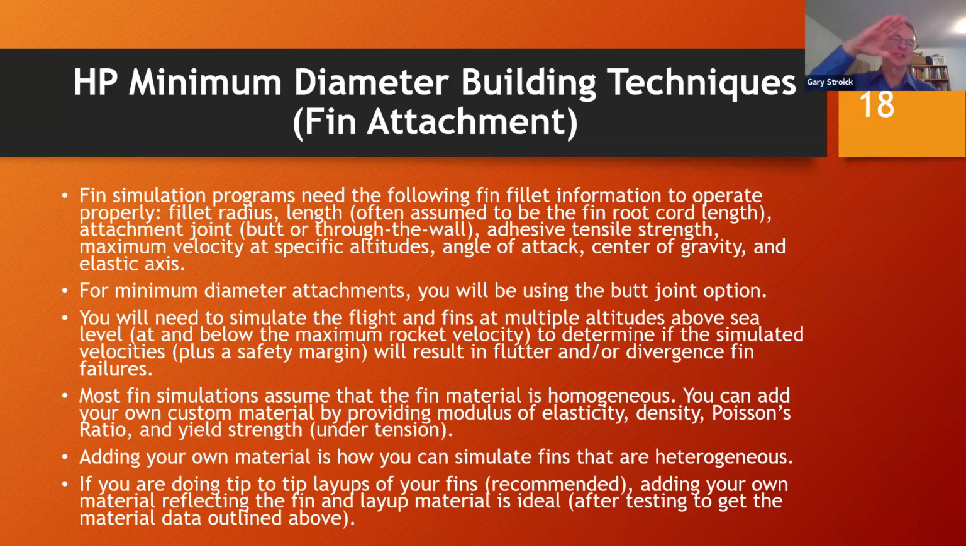A butt joint means the fin is just attached to the airframe, basically on the outside of the airframe. Through the wall refers to fins that actually go through the wall of the airframe into the rocket itself. Well, if you're building a minimum diameter rocket, you can't go through the wall, because the fin is on the aft end of the rocket and so is the motor, so you're going right into the motor. So you're really not going to have through the wall. It's going to be what's called a butt joint, and the fin's going to be held to the airframe with the adhesive, whatever adhesive you've used.